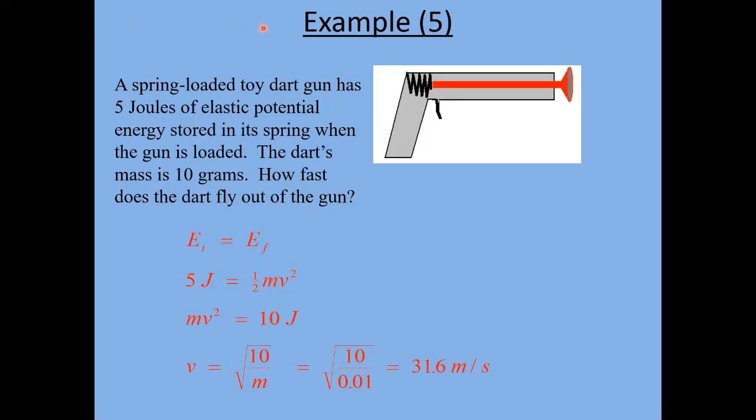Let's now take a look at an example that has elastic potential energy. So in this example, a spring-loaded toy dart gun has 5 joules of elastic potential energy stored in its spring when the gun is loaded.